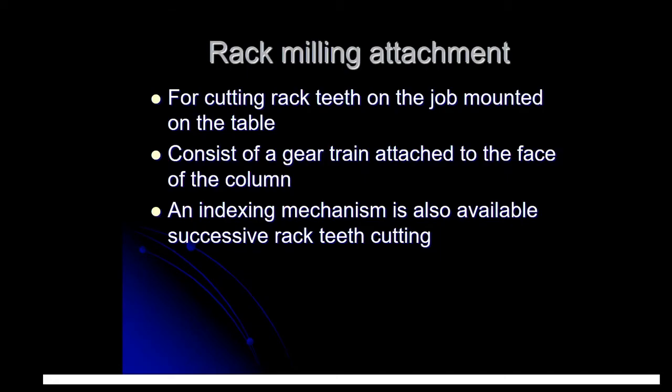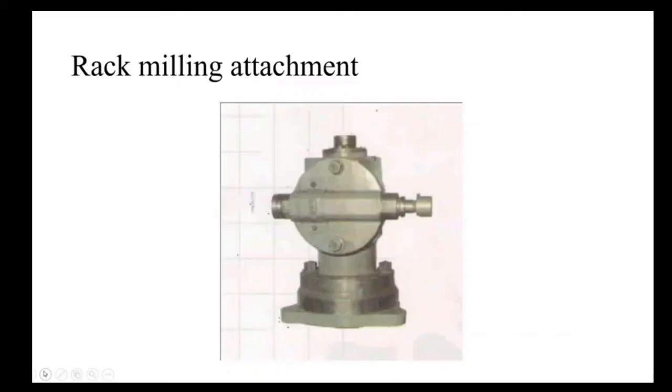Next is rack milling attachment. Rack milling attachment is used for cutting rack teeth on the job which is mounted on the table of milling machine. It is a gear train which is attached to the face of the column. For cutting successive rack teeth, an indexing mechanism is also available with rack milling attachment. An image of a rack milling attachment is shown here.